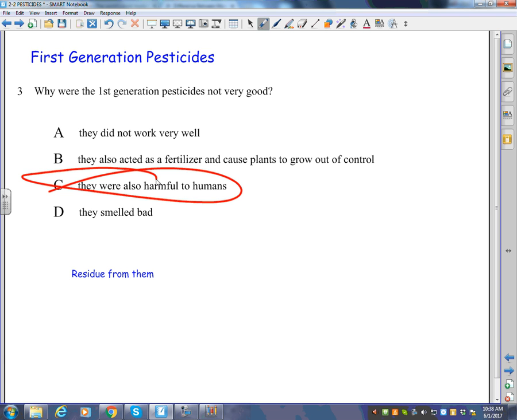Okay, so I would like you to make a note here that the residue of those first generation pesticides can still be found in the soil that they were applied to. So they're still lingering there.